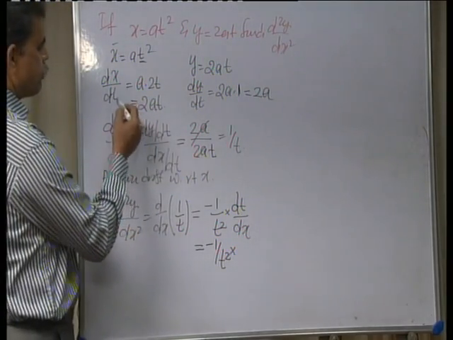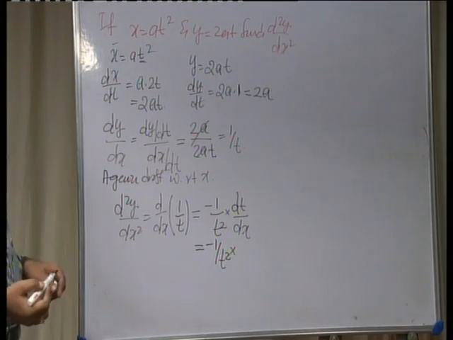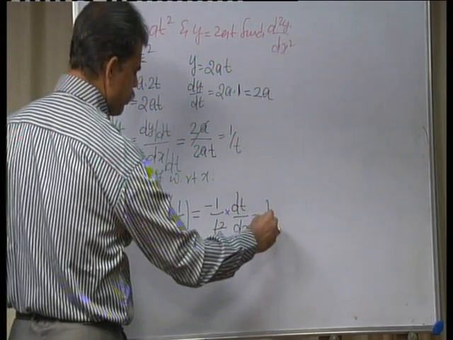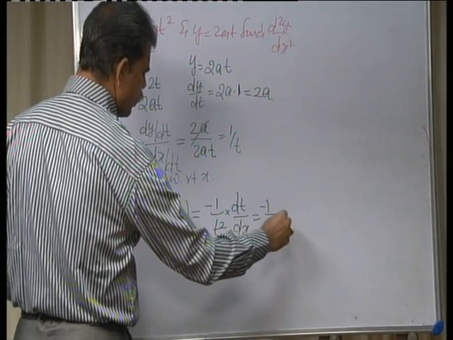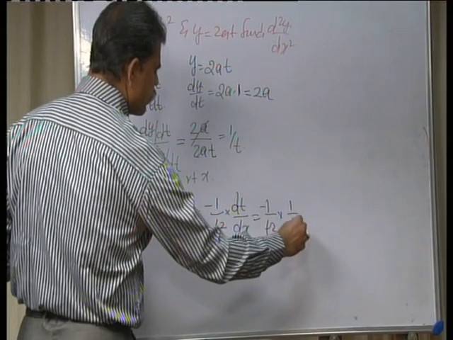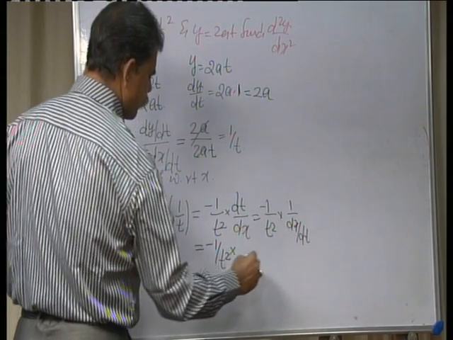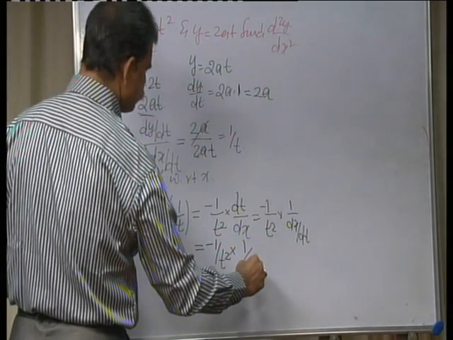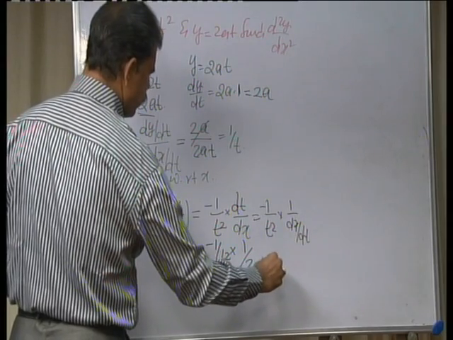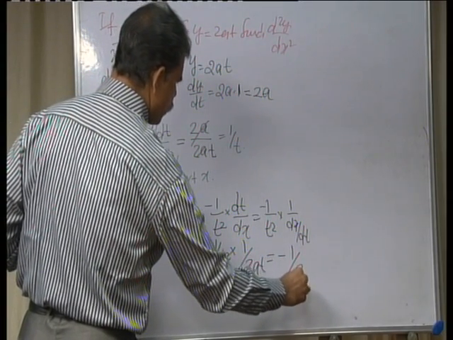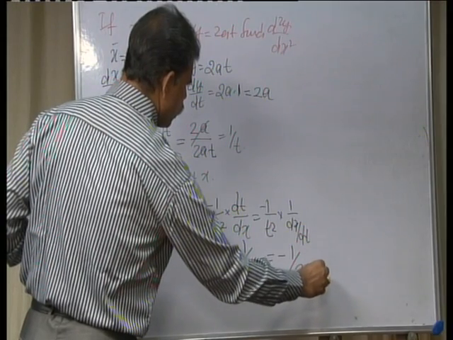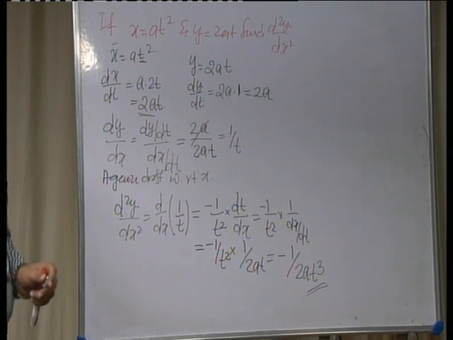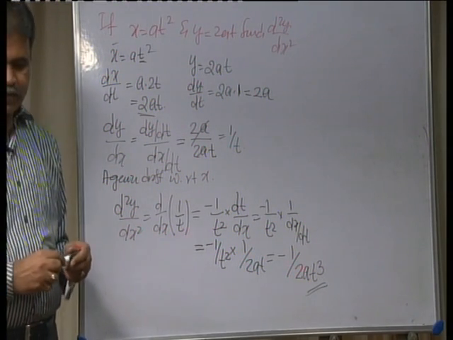What is dt by dx? We have to take the reciprocal for it. So, minus 1 by t square into the reciprocal, 1 divided by dx by dt. dx by dt is 2at, hence it is minus 1 divided by 2 into a into t cube. Minus 1 divided by 2 a t cube is the answer.